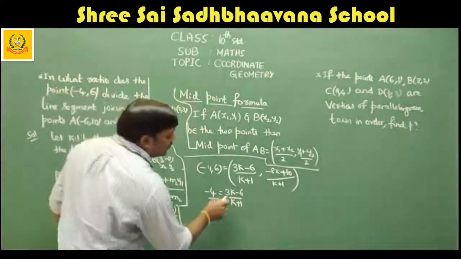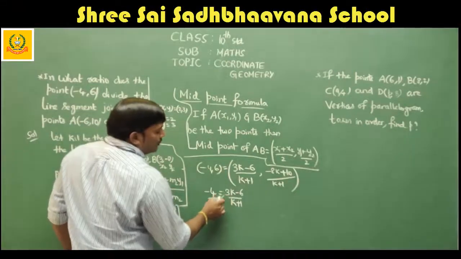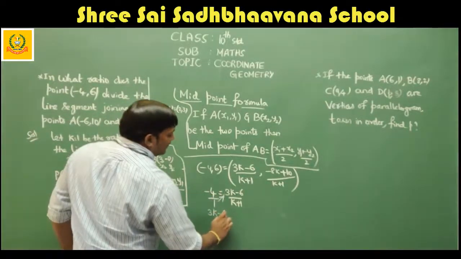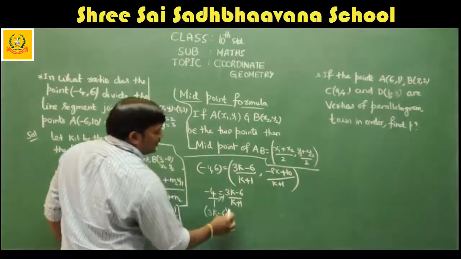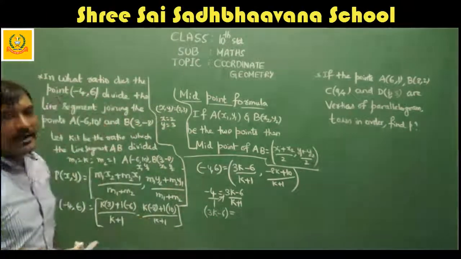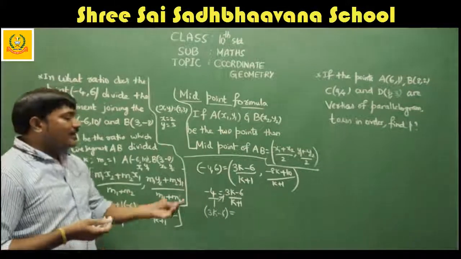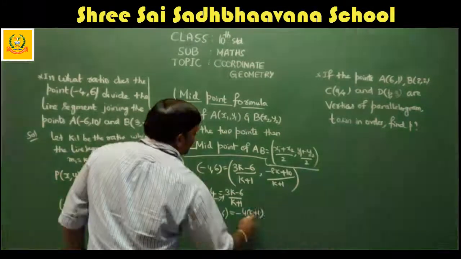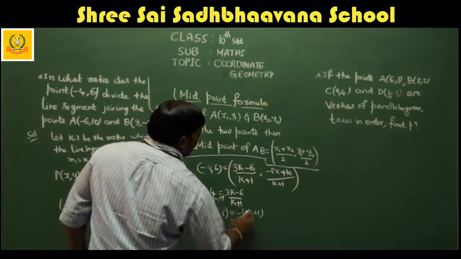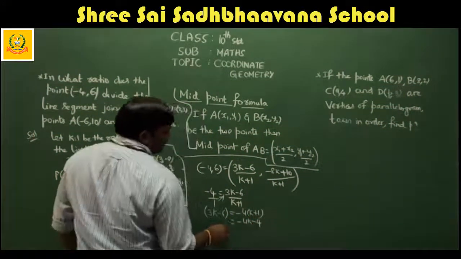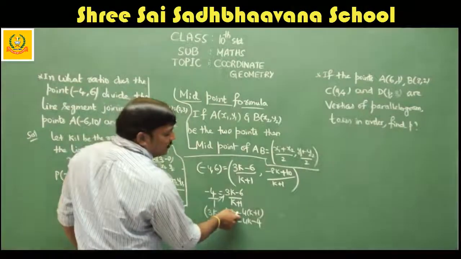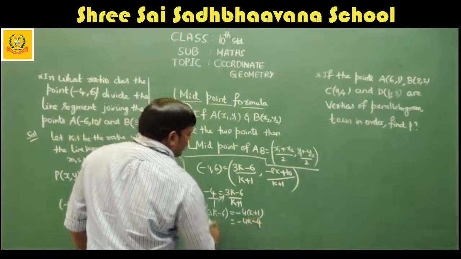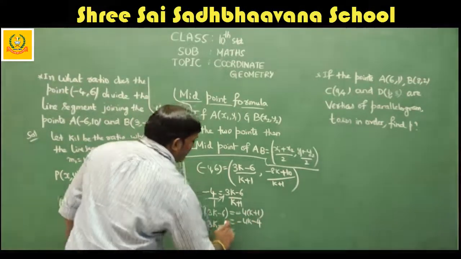So we have to find k value. So in that case, when you cross multiply, 1 into 3k minus 6. So 3k minus 6. Because we know that 1 into any number is the same number itself, so I'm not writing it. So 1 into 3k minus 6 is 3k minus 6 only. And minus 4 into k plus 1, which is minus 4k minus 4. Correct? So minus 4 into k, minus 4k, minus 4 into plus 1, minus 4. So which is equal to 3k minus 6.